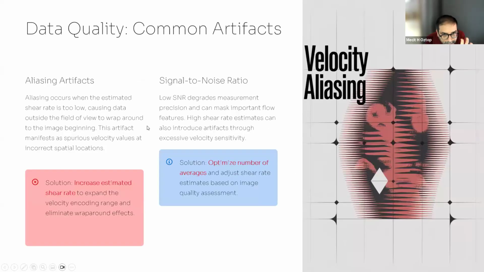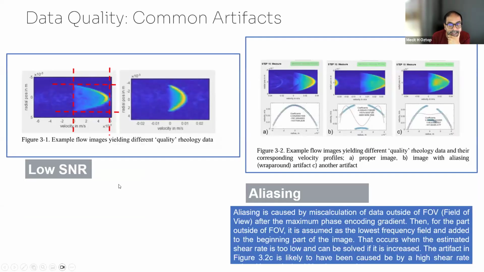If you do not set the parameters properly, we may have aliasing artifacts, or, for instance, with insufficient repetition time or insufficient excitations, the signal-to-noise ratio may suffer significantly. For instance, here we see some low SNR images, or here we see some aliasing. Again, these are due to incorrect parameter settings.